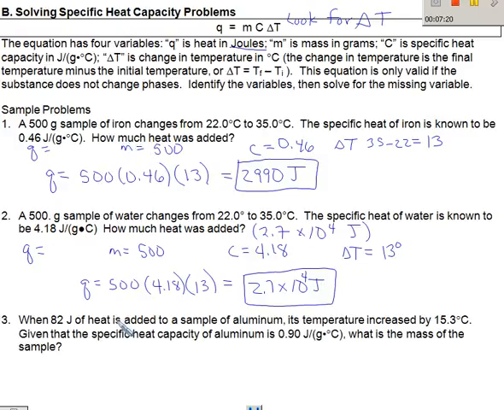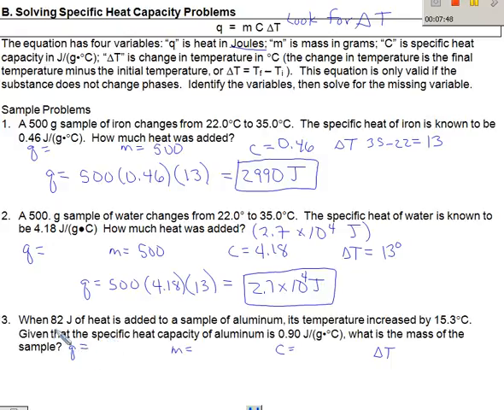Now let's try this one down here. We're going to use the exact same approach. Here we can see its temperature increased by 15.3 degrees C. So we've got a temperature change in here. It will be a Q equals MC delta T problem. So we have Q equals, M equals, C equals, and delta T equals.